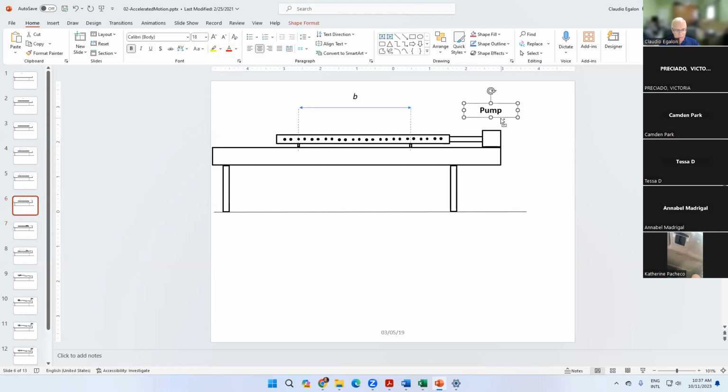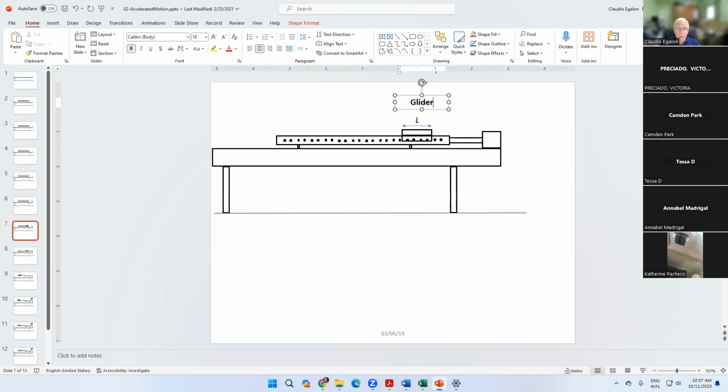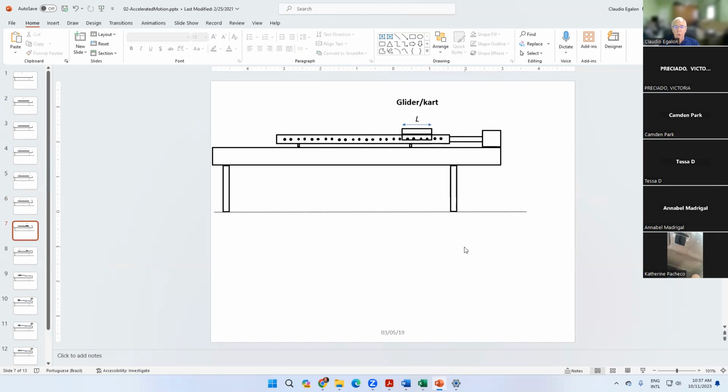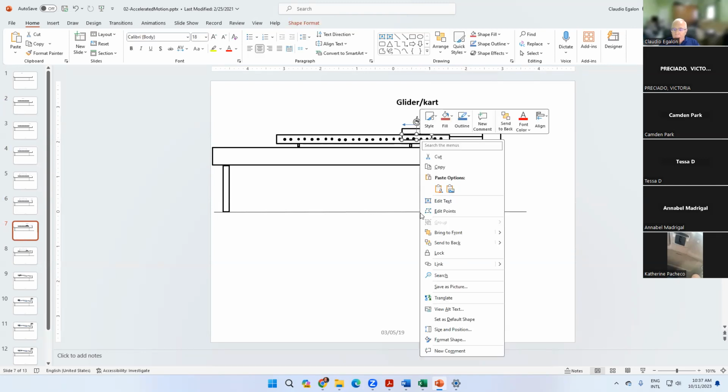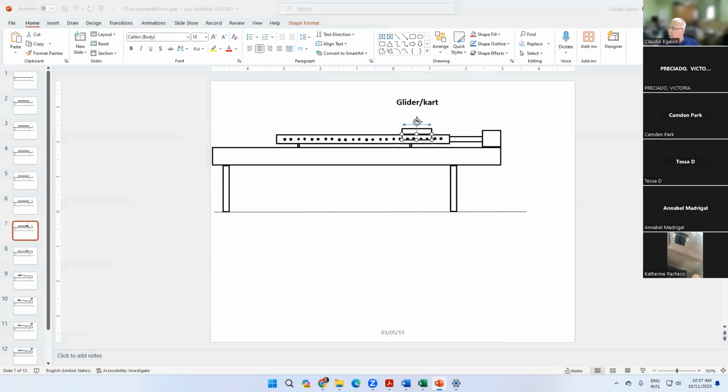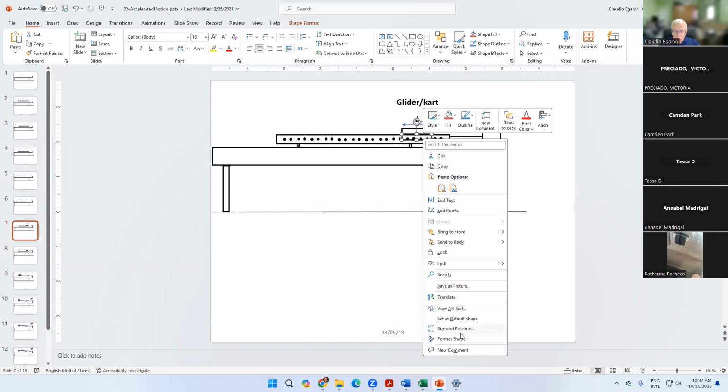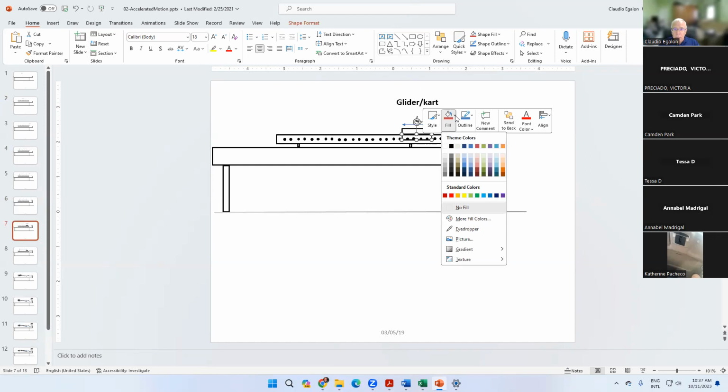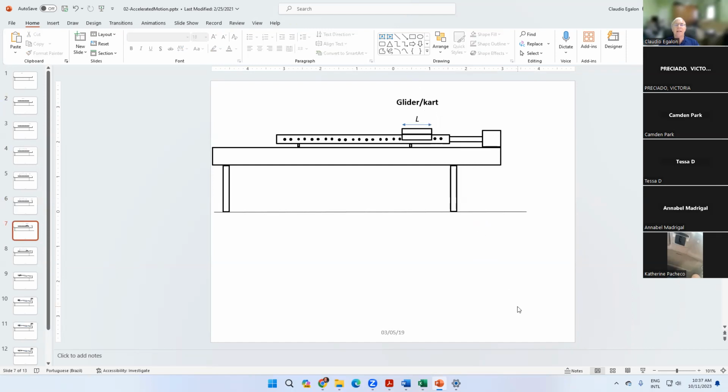Cart. The length of the cart is L. Glider / cart. Length of the cart is L. And let's take a look. I want this guy to cover the holes, right? Everything okay there? Well, let's see how I'm going to do that. Fill. Okay, good. Like that.